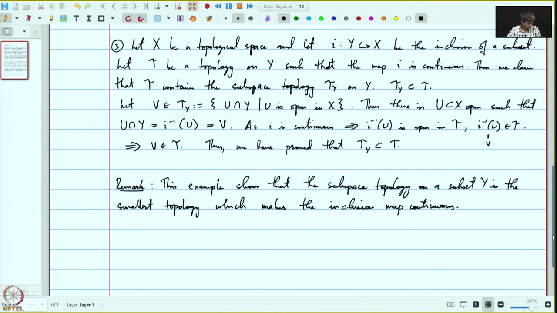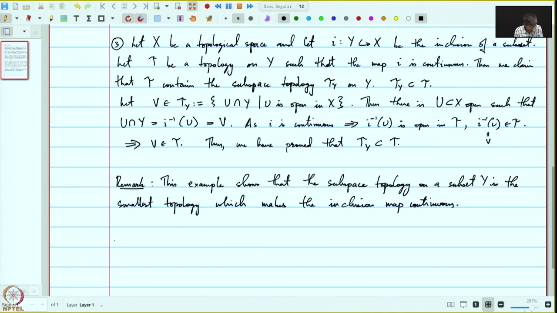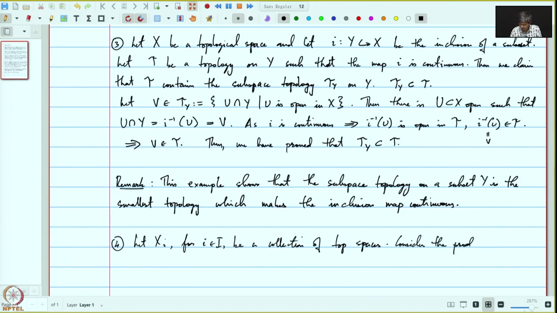Let's see a similar example. So this is 4. Let X_i for i in I be a collection of topological spaces. And consider the product with the product topology.